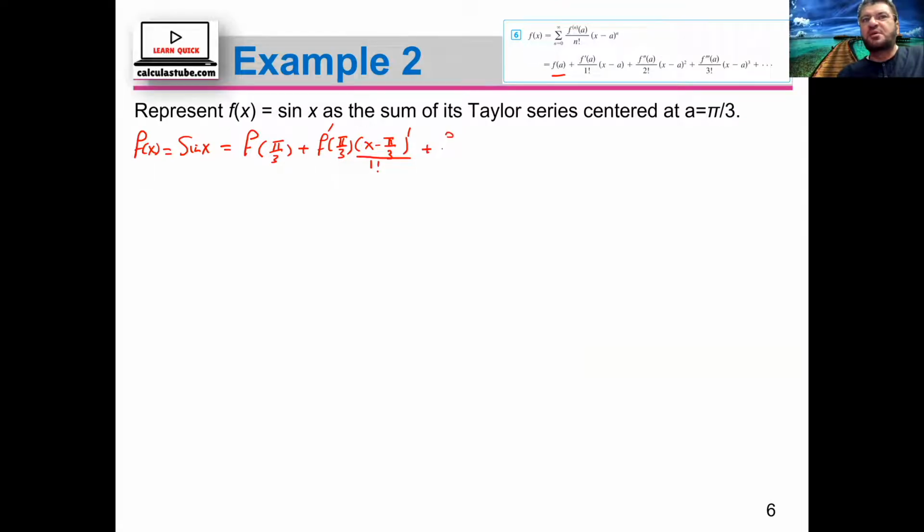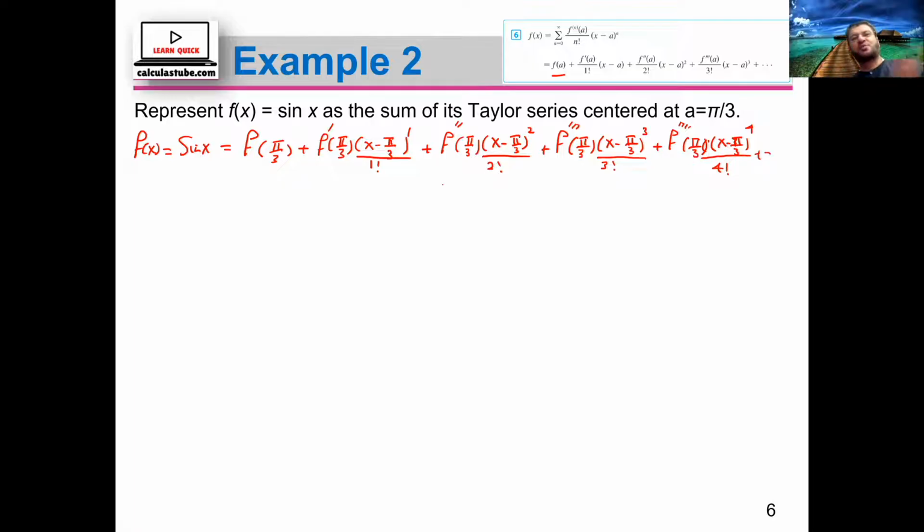Plus the next term, f double prime at pi over 3 times x minus pi over 3 squared over 2 factorial, plus f triple prime at pi over 3 times x minus pi over 3 to the power 3 over 3 factorial, plus f fourth derivative at pi over 3 times x minus pi over 3 to the power 4 over 4 factorial, and it goes on. The polynomial continues.